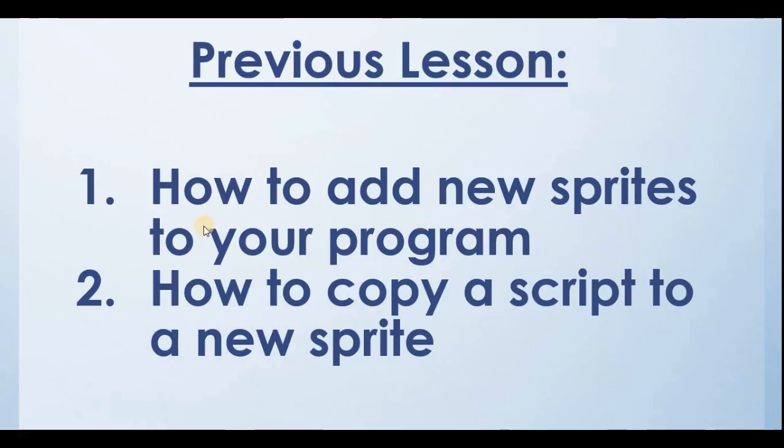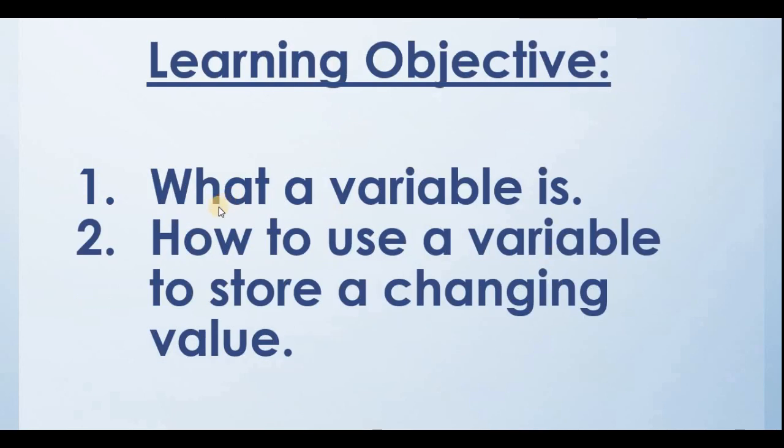In your previous lesson you saw how to add a new sprite to your program and then how to copy the program from one sprite to other, and that was by using the shortcut keys, that is Ctrl+C and Ctrl+V. Today you're going to learn what a variable is and how to use a variable to store a changing value.